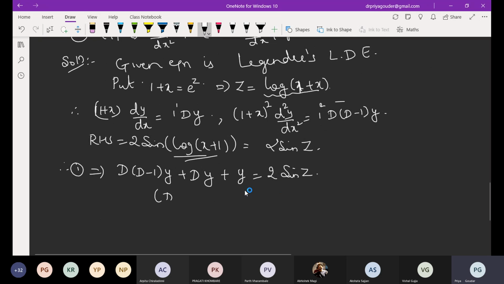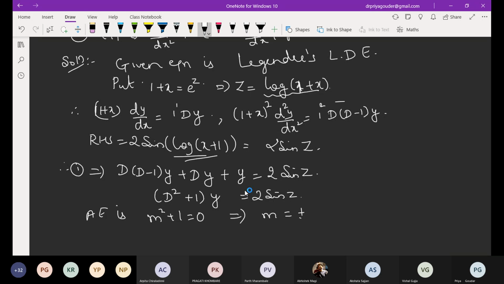Just check what remains here. This is D square. This is minus D plus D. Isn't it? It will cancel. What do you remain with? Plus 1. Hope this direct step is clear. Minus D plus D cancels. Again, it is the usual form. We know how to solve it. Find CF and PI because this is now converted to constant coefficients. The auxiliary equation is m square plus 1 equal to 0. What are the roots? Plus or minus i. What is the CF here?